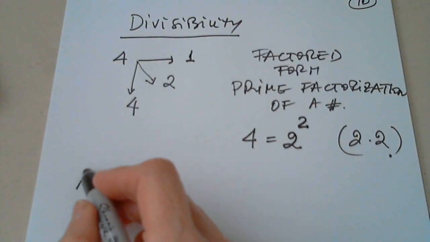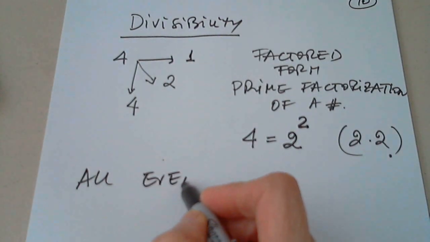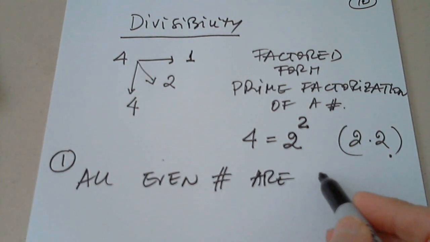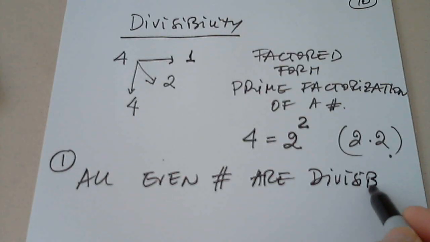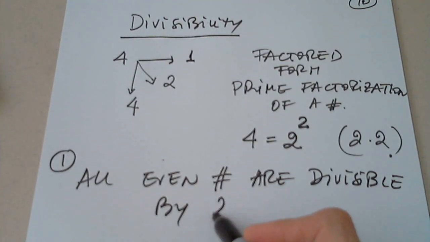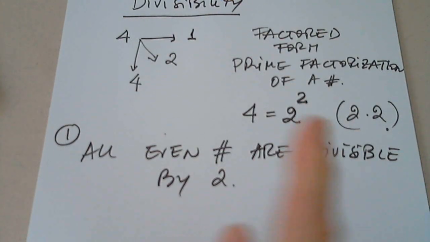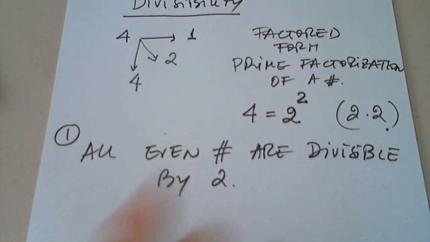Now, all even, so this is the first rule. All even numbers are divisible by 2. If it's an even number, definitely you can divide it by 2, for sure. In other words, what I'm saying is 2 is a factor of all even numbers. 2 is a factor of all even numbers. Okay.